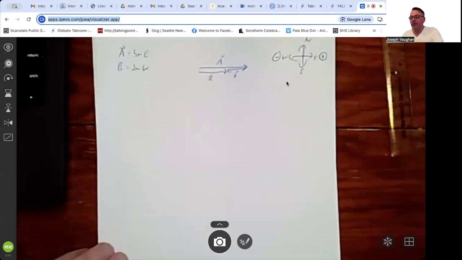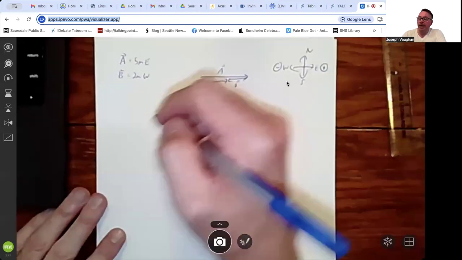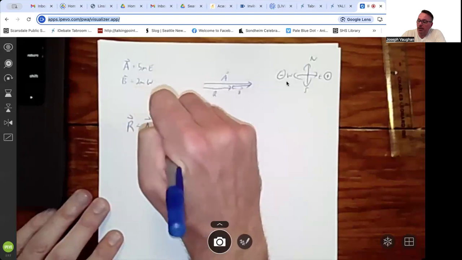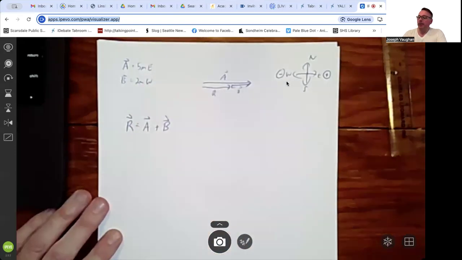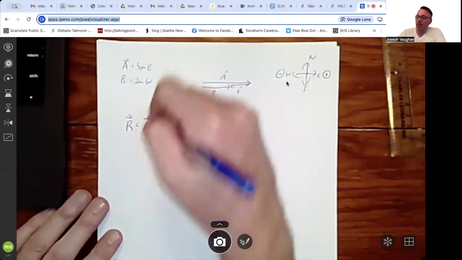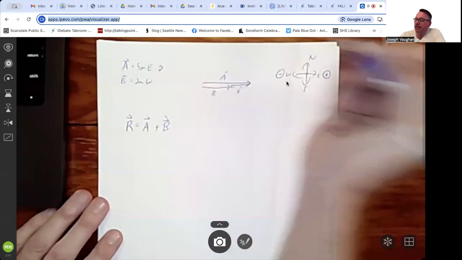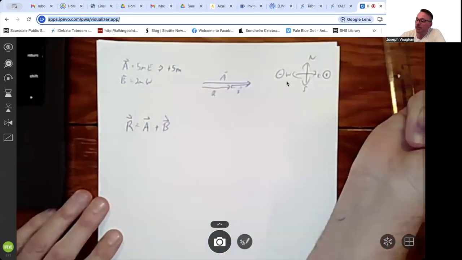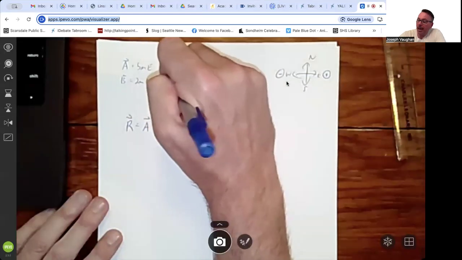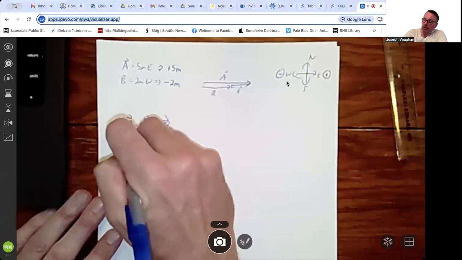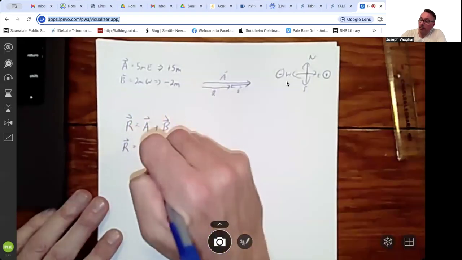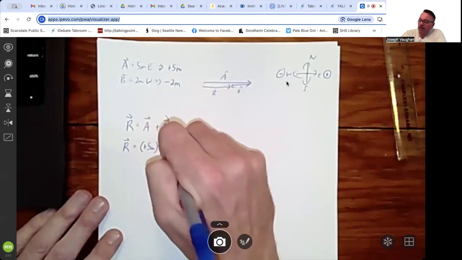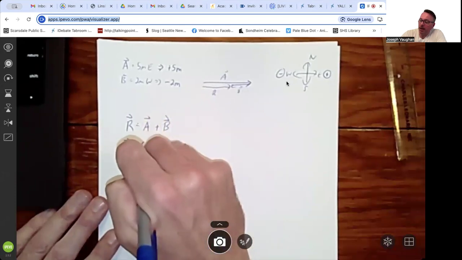Well, there's a couple of ways I can do this. The first thing I could do is write an equation. In this case, R is equal to A plus B. Normal here. But notice I have easts and wests, and I'm not going to do that. I'm going to rewrite these in terms of, well, east is positive, so plus 5 meters, and west is negative, so negative 2 meters. So R is equal to, plugging in for A, plus 5 meters, plus negative 2 meters, and I have that it is positive 3 meters.